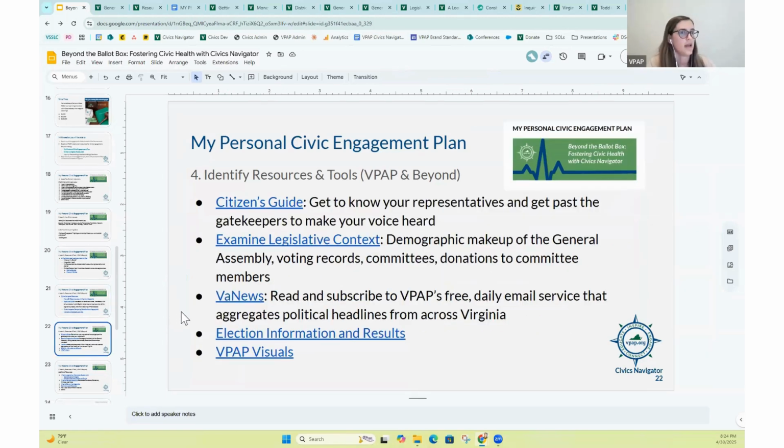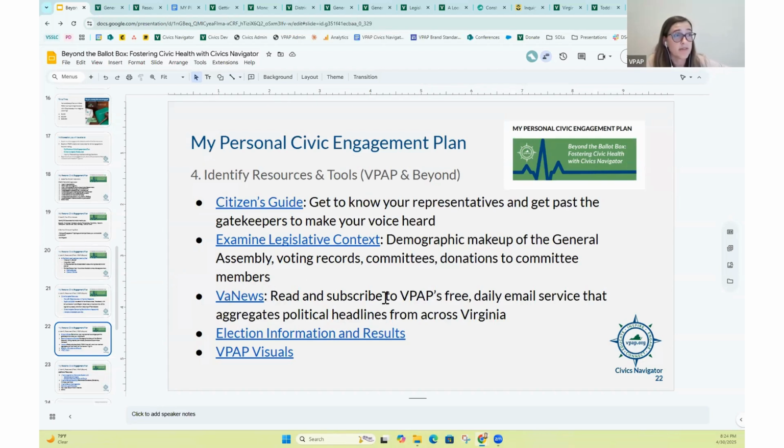All right. And then next up, we have some additional resources. I know I am running out of time. Oh my gosh, where does the time go? We have our Citizens Guide, and again, I've already alluded to this, so I don't think we have to spend a ton of time there, but you can examine the legislative context of your region and of the state.